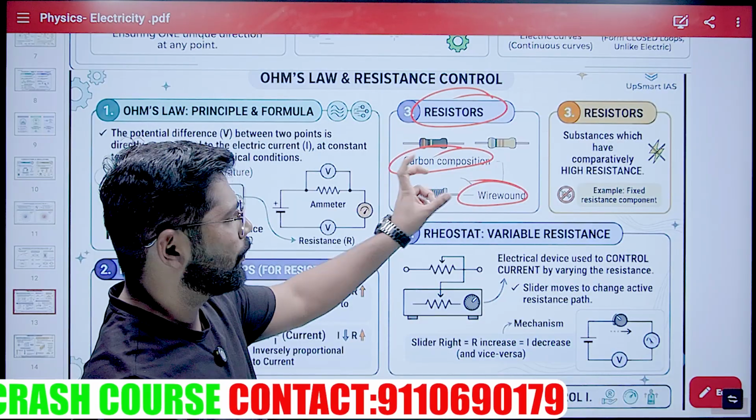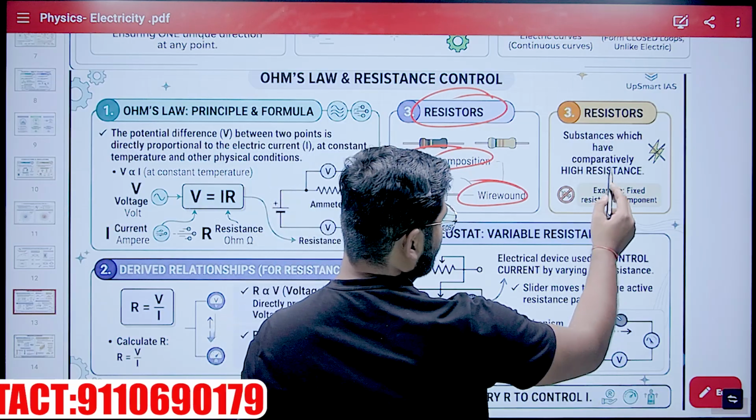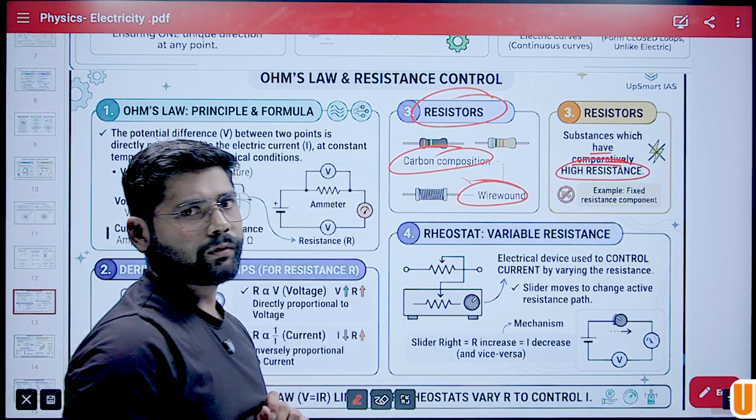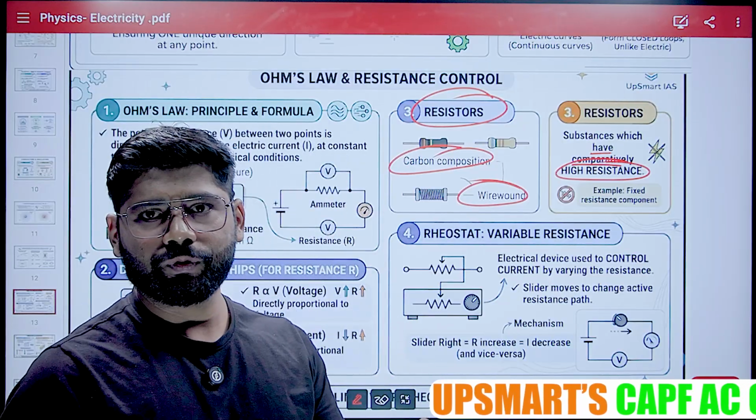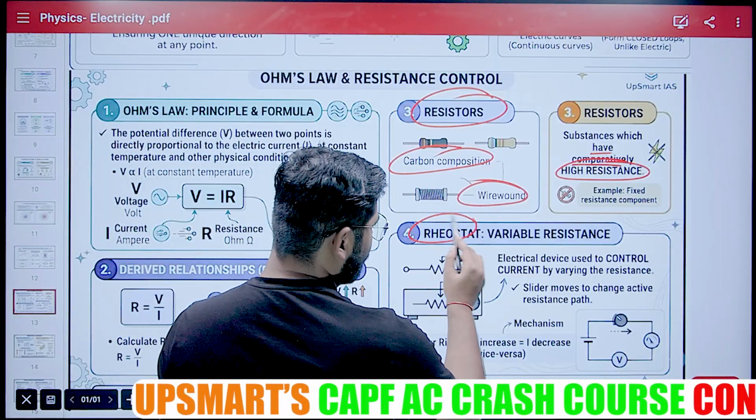Okay, these are the resistors, small components that we see in the circuit. Resistors are substances that have comparatively high resistance. High resistance means they limit the flow of the current, or the flow of charge, within the circuit. Then rheostat, what is a rheostat?